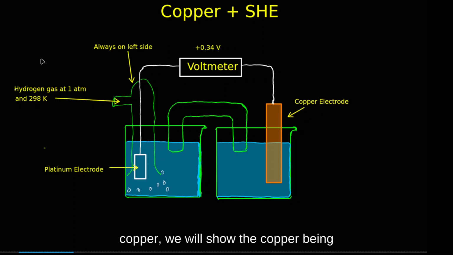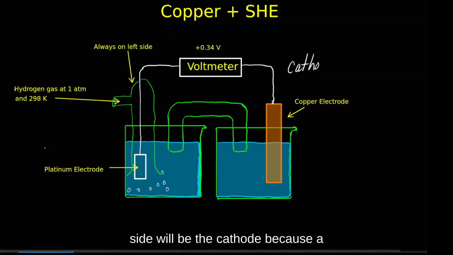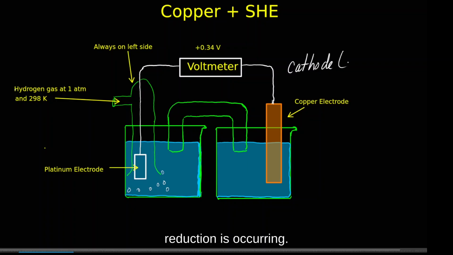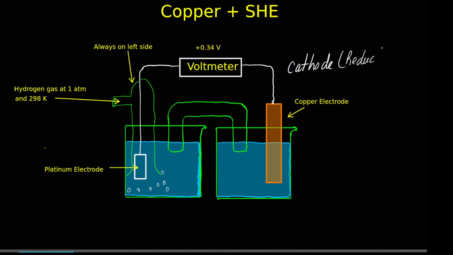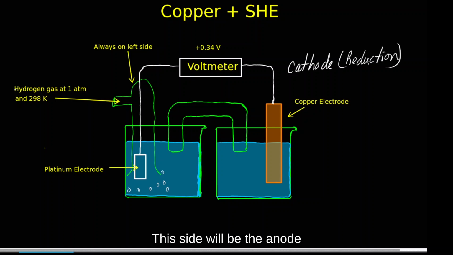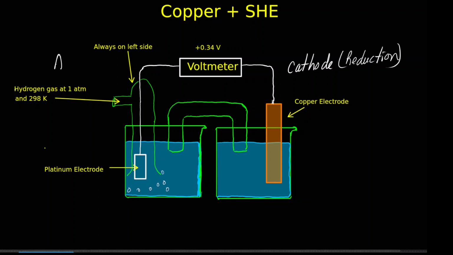When paired with copper, we will show the copper being reduced and hydrogen oxidized. Electrons will travel towards the copper, which has a positive standard reduction potential of 0.34 volts. It will act as the cathode, and the standard hydrogen electrode will be the anode, where hydrogen is oxidized. So this side will be the cathode because a reduction is occurring. This side will be the anode because of oxidation.